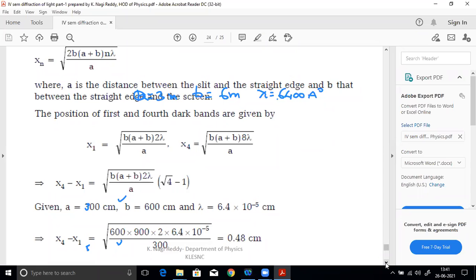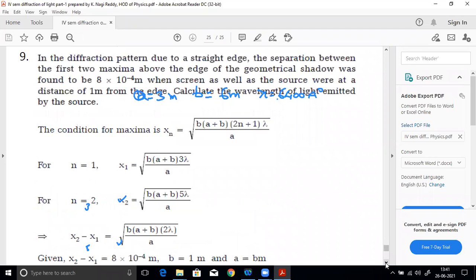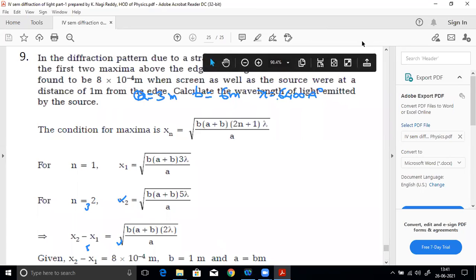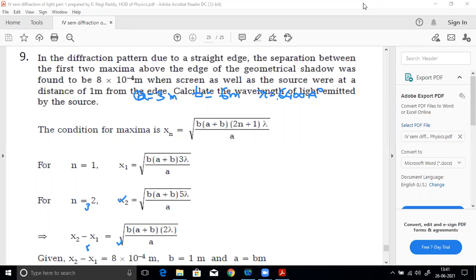Are you clear? With these problems, the numerical section is just this much. There is no complication in it. So this is about the numerical part. Also, you have to get prepared for your exam.